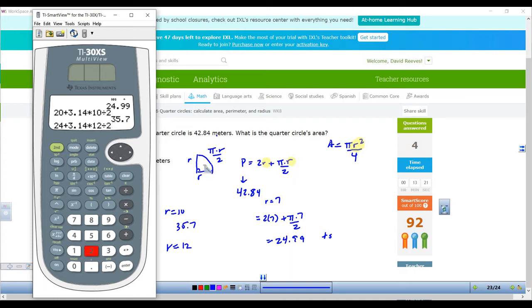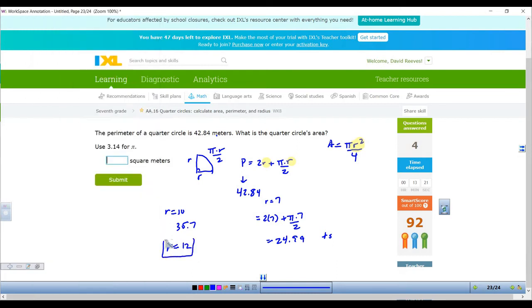And you remember what we're hoping to get? We're hoping to get 42.84. And when we do it, we got 42.84. So when you do a radius of 12, you get a perimeter of 42.84. And before you put 12 in here, it didn't ask you for the radius. It asked you for the area, right? So now we're going to go here.